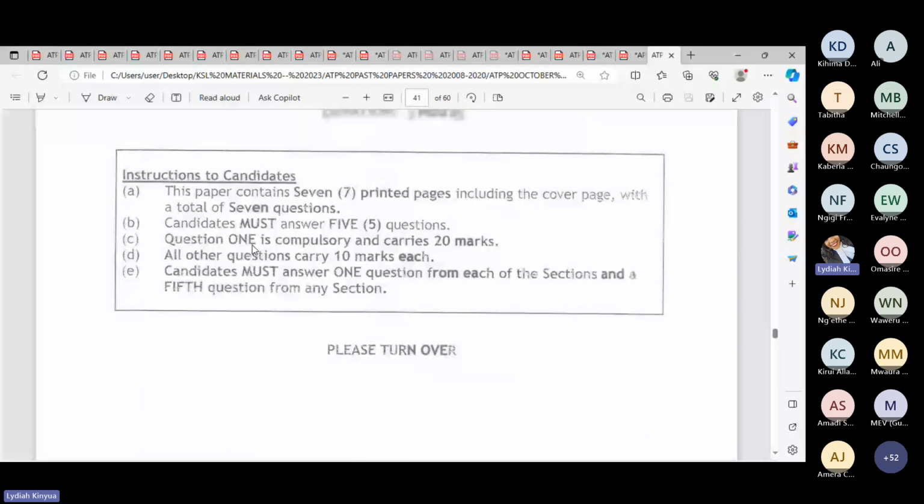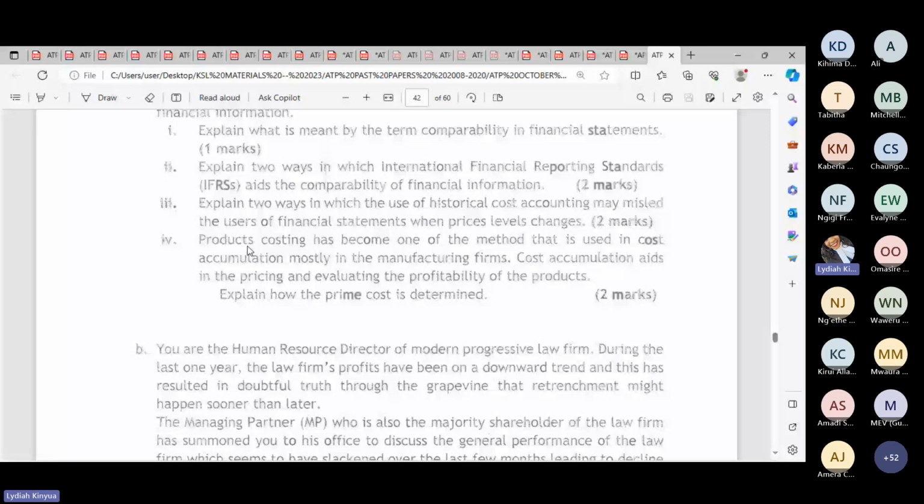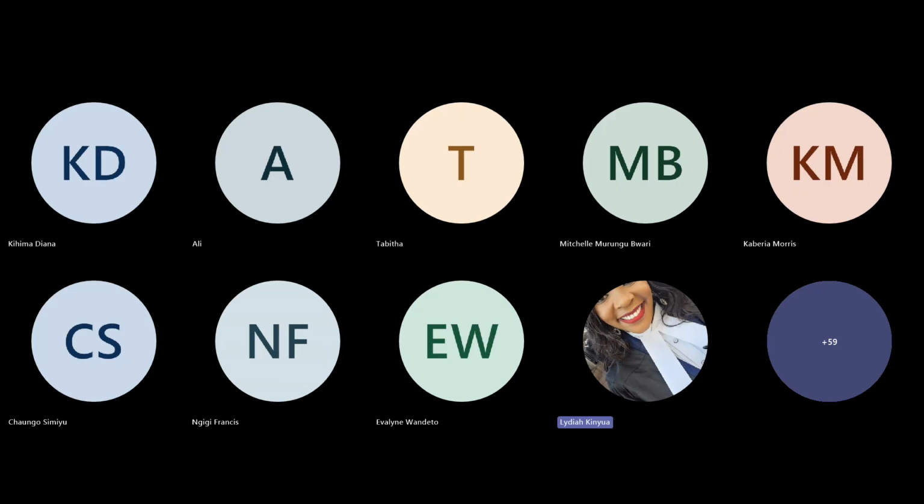Make sure you look at things like the importance of financial statements. There are some theory questions here. Just let me show you.